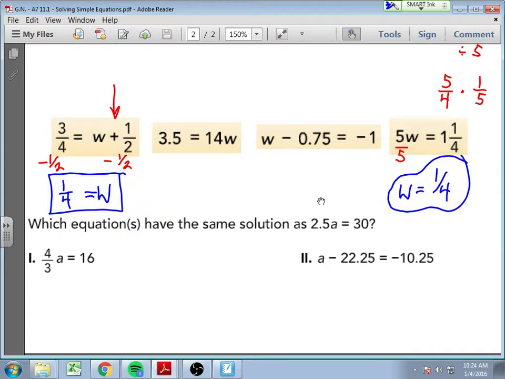Grace, can you pick one to walk me through? The second one. The second one, what's being done to my variable? It's multiplied by 14, so we multiply 3.5 by 14. Oh, divide. We divide because we have to do the inverse operation.